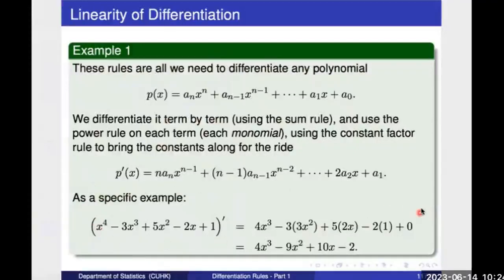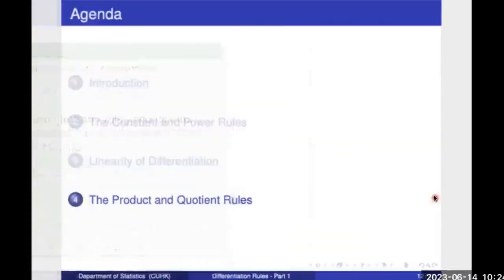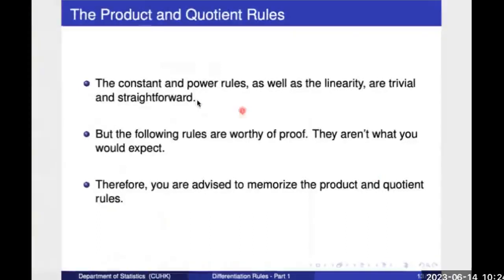Next on our agenda are the product and quotient rules. These rules are worthy of proof as they aren't what you would expect. Therefore, you are advised to memorize them. Theorem 4.1 is known as the product rule.